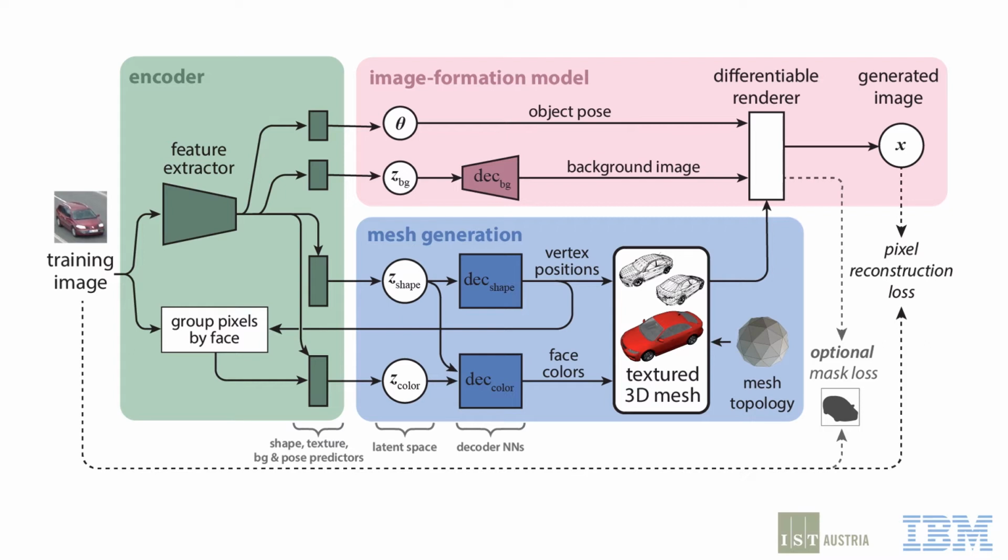We train the model in two different settings. The first is with ground truth segmentation masks. In this case, we have an additional loss term that encourages the rendered silhouette to match the ground truth mask. The second is without masks, so we have only the pixels to learn from.